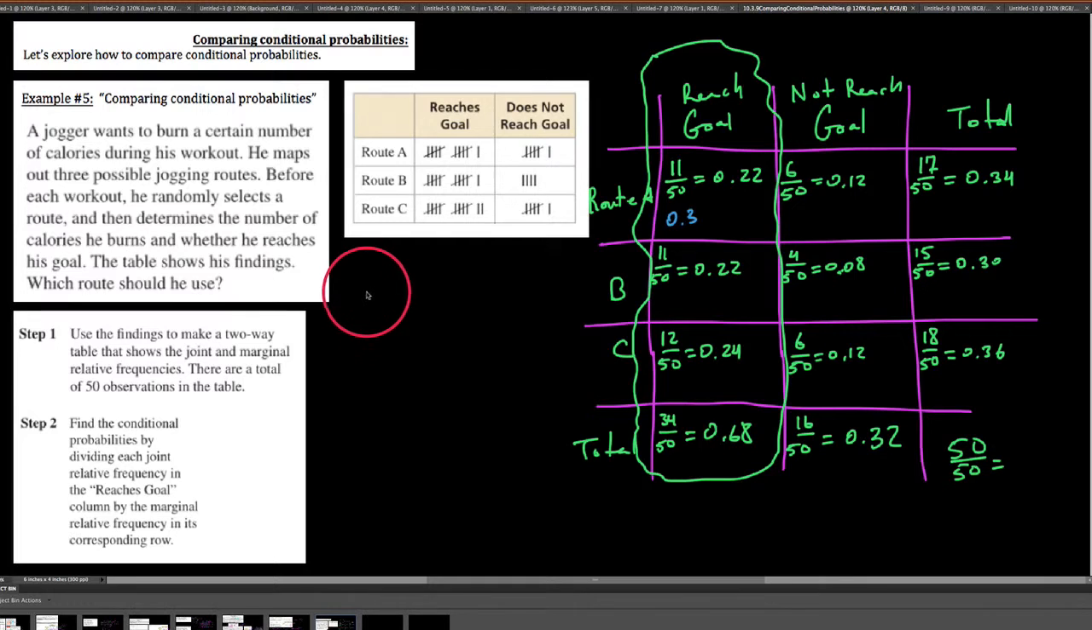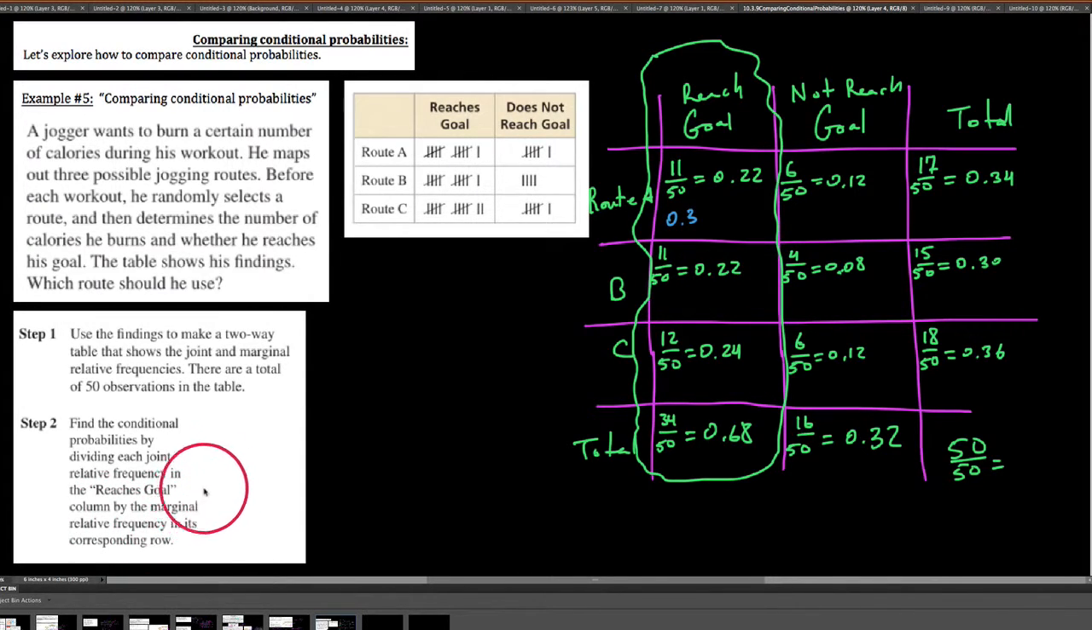So for part 2 of this video, which can be kind of seemingly confusing, we're trying to decide which route this person should use. When we're talking about this, basically what we want to consider is, if we're trying to reach our goal and we want to know what route to use, we're going to take each relative frequency in this reaches goal column and divide it by the marginal relative frequency in its corresponding row.